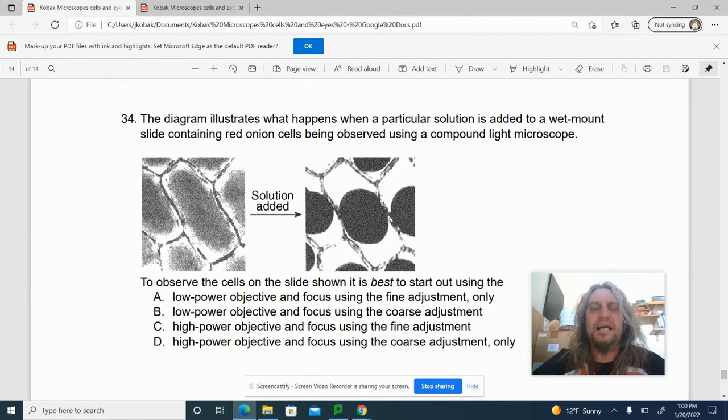Number 34. The diagram illustrates what happens when a particular solution is added to a wet mount slide containing red onion cells being observed using a compound light microscope. To observe cells on the slide shown, it is best to start out using the A, high power objective and focus using the fine adjustment only.